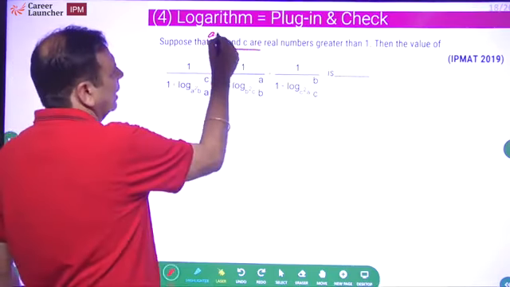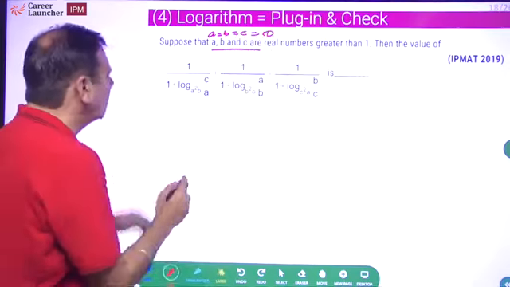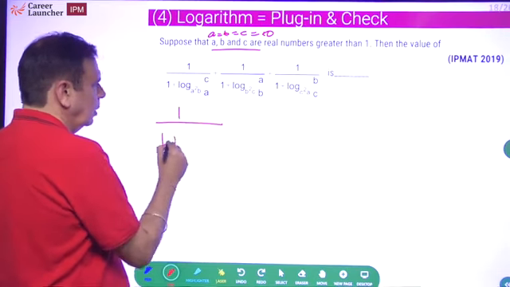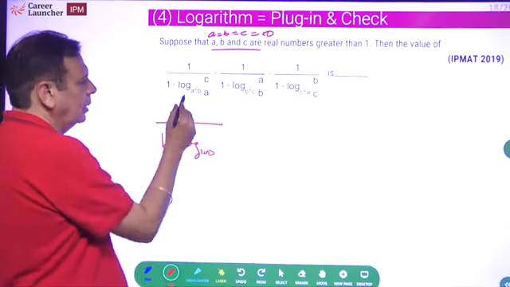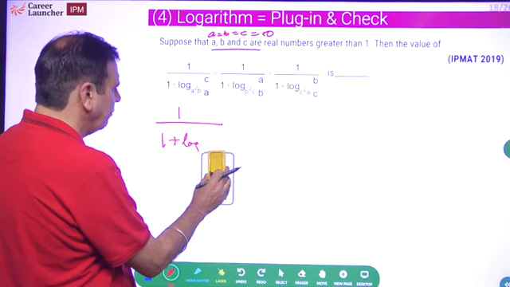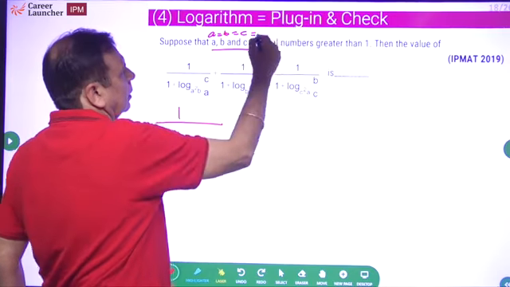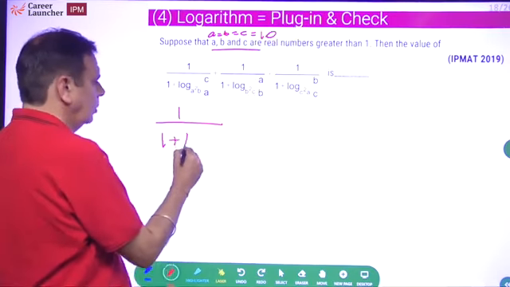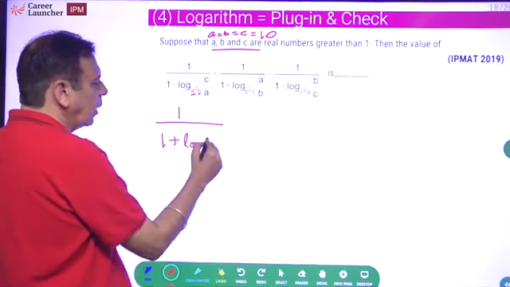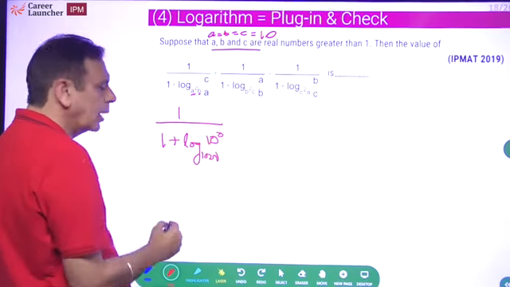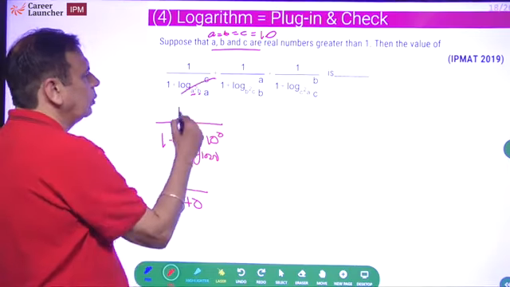Do the work. Take A equal to B equal to C equal to 10. What will happen? The work becomes easy. What does the first term become? Log of base 1000, 10 into 10 into 10, C by A, 1. 1 is nothing but 10 to the power 0. What has this become? This becomes 1 upon 1 plus 0. So, this is nothing but 0.